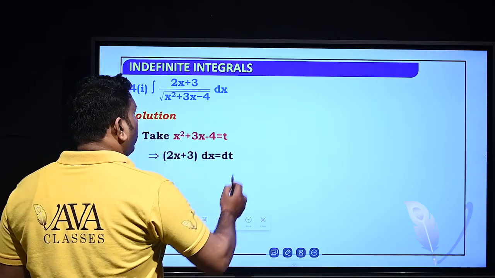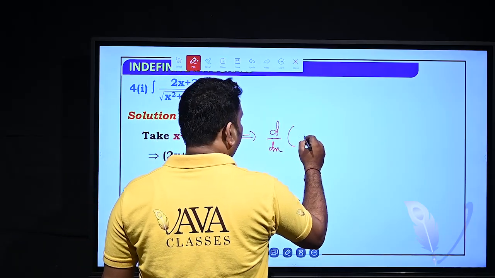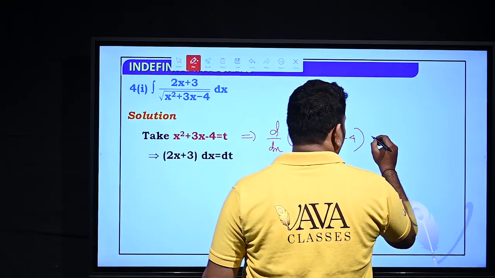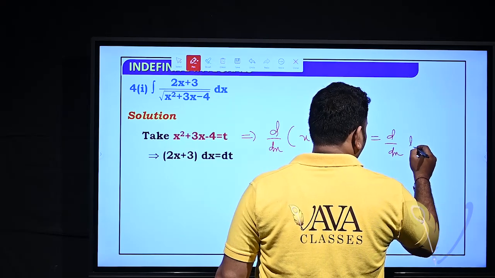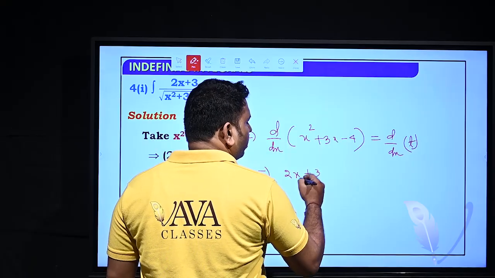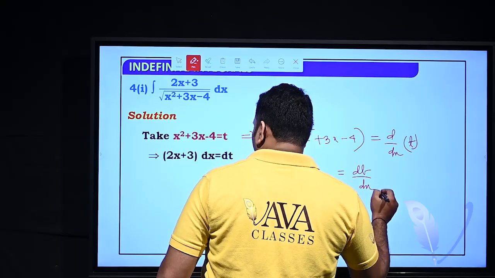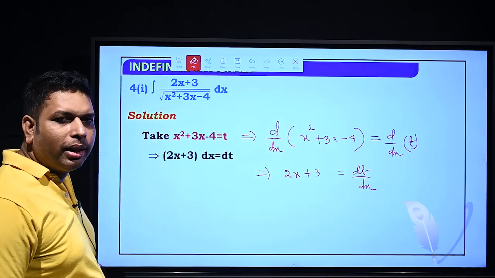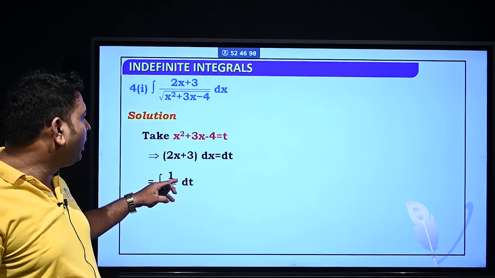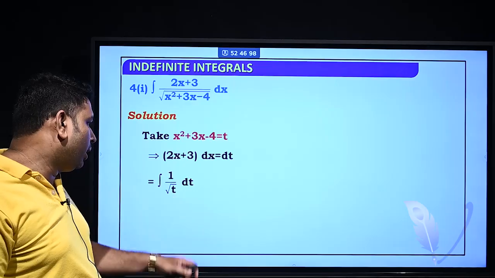Okay. x square plus 3x minus 4 equal to t. So differentiate both sides. So d by dx of (x square plus 3x minus 4) equal to d by dx of t. So the derivative of x square is 2x, the derivative of 3x is 3. So 2x plus 3 equal to dt by dx. So (2x plus 3) dx equal to dt. So put in the value of (2x plus 3) dx, which is dt, and x square plus 3x minus 4, which is t. So the integration of dt by root t.